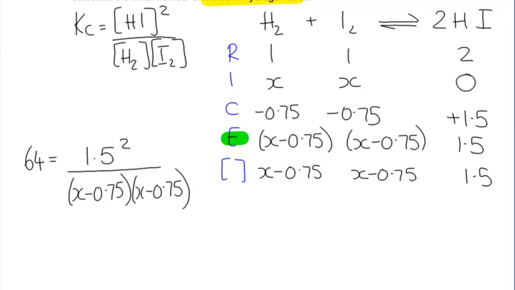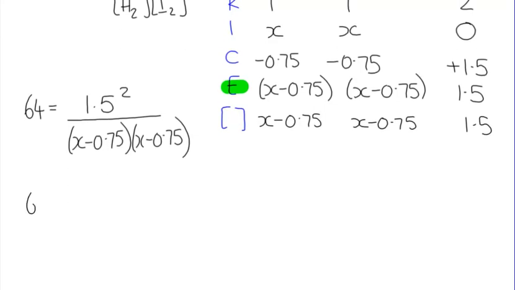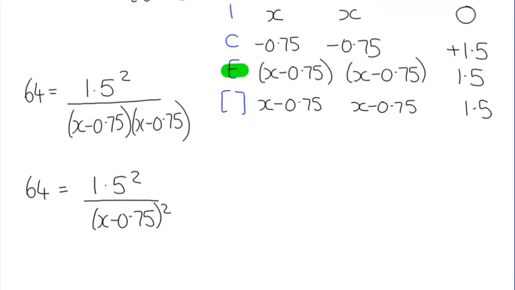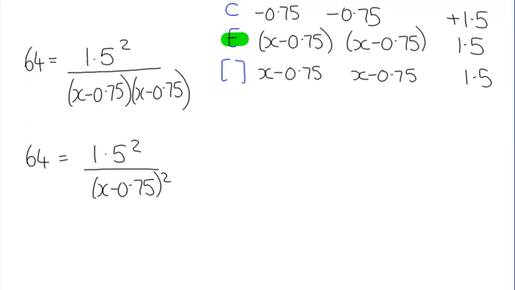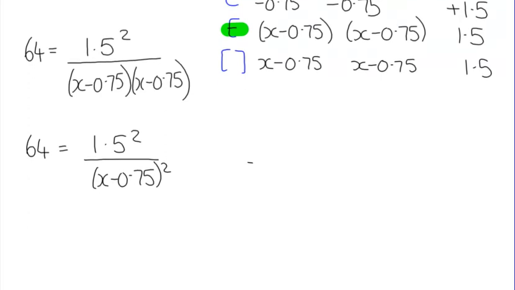So what we can do is appreciate, and this is why this is an extension question, that actually, if we look at it, we could rewrite this. We've got a squared number on the top, and a squared number on the bottom, because we've got x minus 0.75 twice. We've actually got a squared number on the left as well. So why don't we just square root both sides? Square root of 64 is 8. Square root of 1.5 squared is 1.5. Square root of x minus 0.75 squared is x minus 0.75. Now the algebra becomes a lot easier. See if you can finish it off.